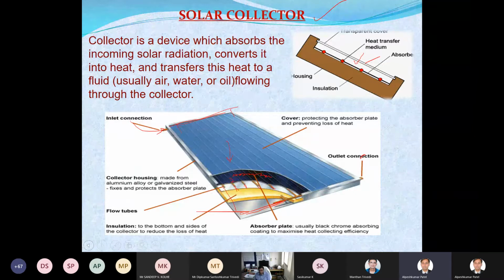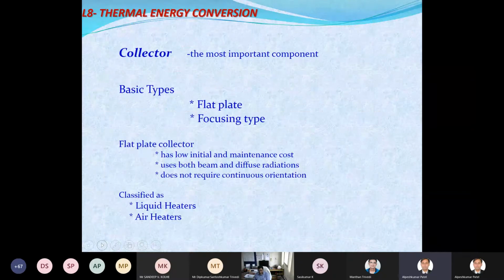That's why I'm saying it is very simple to fabricate and to handle, and you can meet whatever heat requirement you have. So this is awareness, but nobody is doing it, because until now we can afford fossil fuel based resources. So these collectors, as I told you, the flat plate collector is for low temperature, and the other is the focusing type.